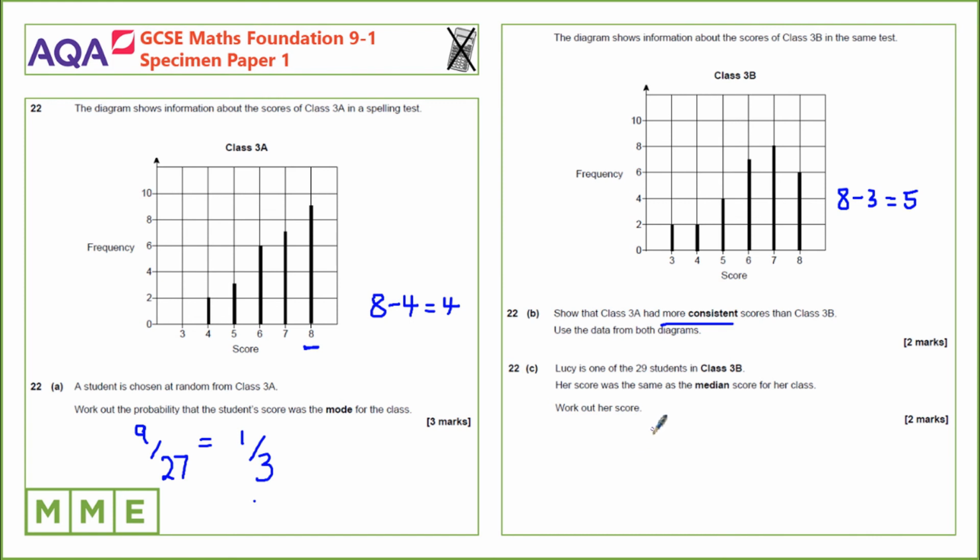22c. Lucy is one of the 29 students in Class 3B. Her score was the same as the median score for her class. Work out her score. To calculate the median value, we need to take the number of students, 29, add 1 and divide by 2 to figure out which place that is. So that's the 15th place. Now we'll count up through the data to figure out which of these groupings the 15th student is in. We've got 2 students here. In total here we've got 4 students from the 2 and 2, and 8 students by this point, and 15 students by the end of the 6th one. So the 15th value is in this group, so her score is 6.